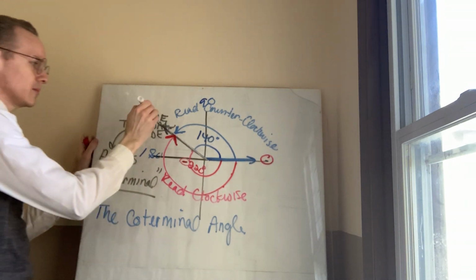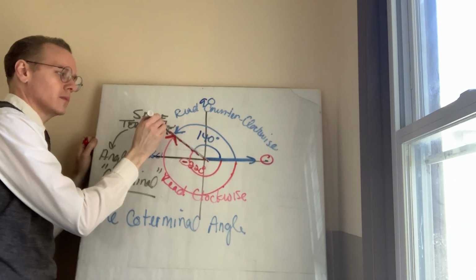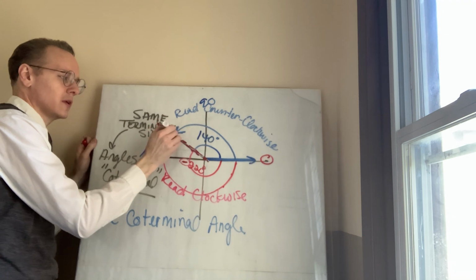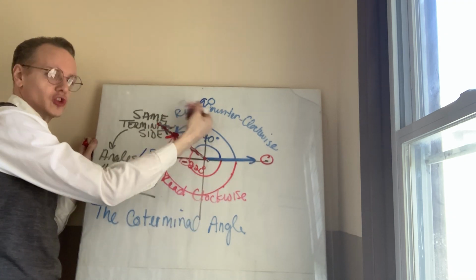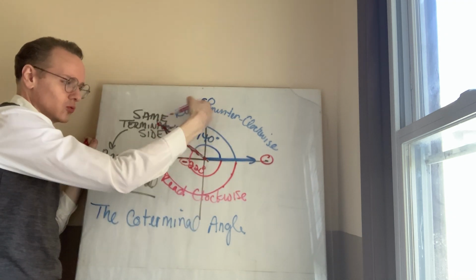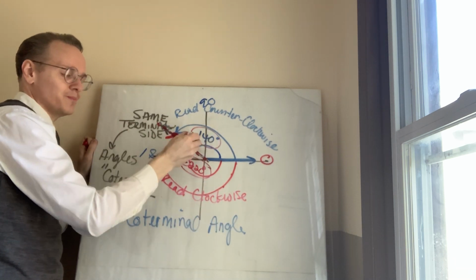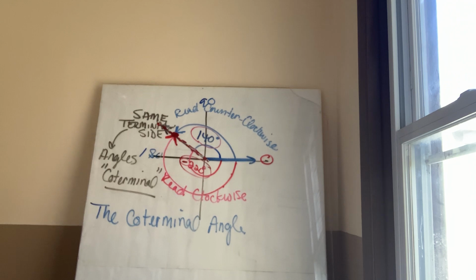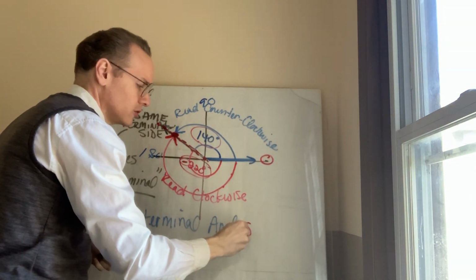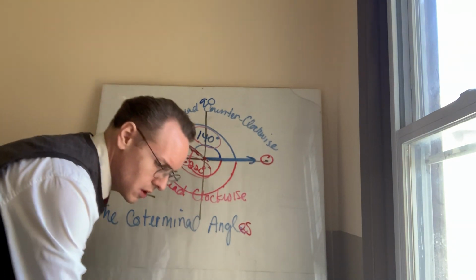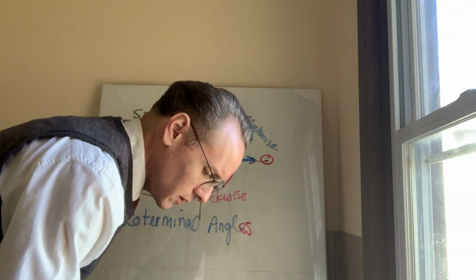They still are in the same location. Still have the same terminal side. But just based upon having read it this way versus having read it clockwise, you end up with different numbers. Just realize they're referring to the same thing. They are coterminal angles. Okay.